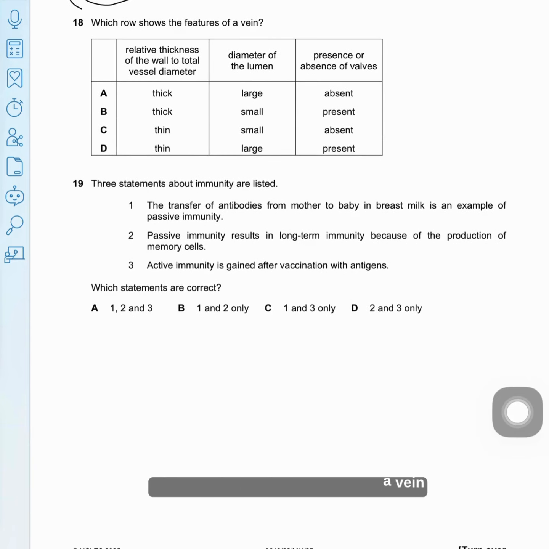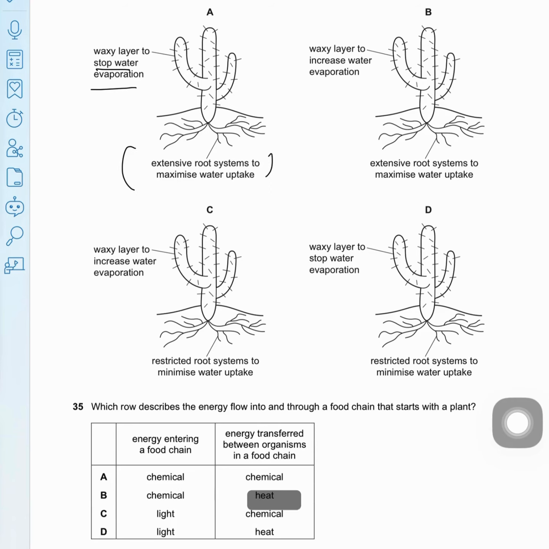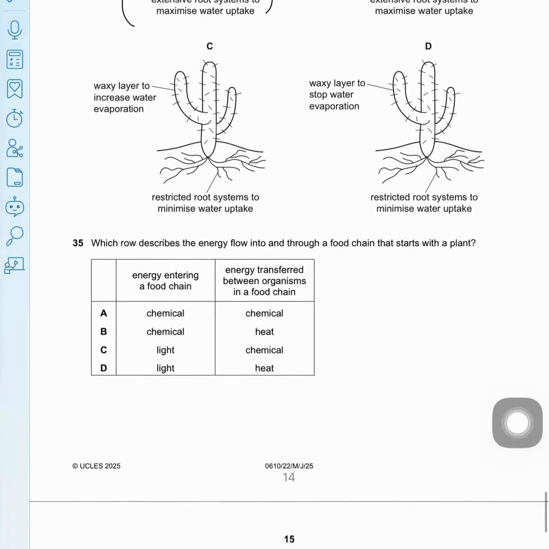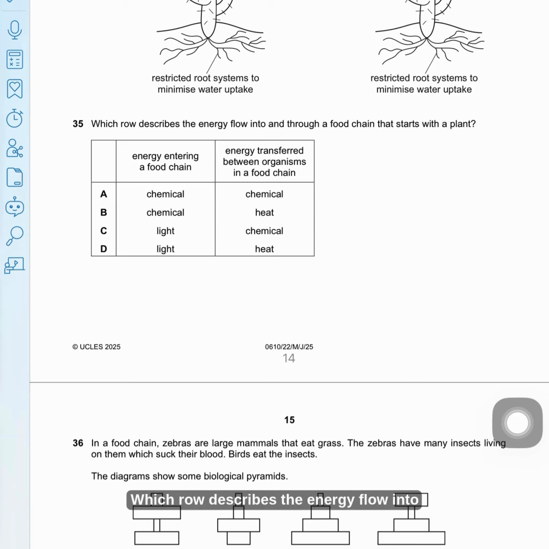34. Which diagram of a xerophyte is labeled correctly? Waxy layer to stop the water from evaporation. Extensive root system to maximize water uptake. Excellent. A is the right one. Which row describes the energy flow into and through a food chain that starts with a producer? So whenever I have a producer, it changes what? The light energy into what? Chemical energy. So it's 35 C.